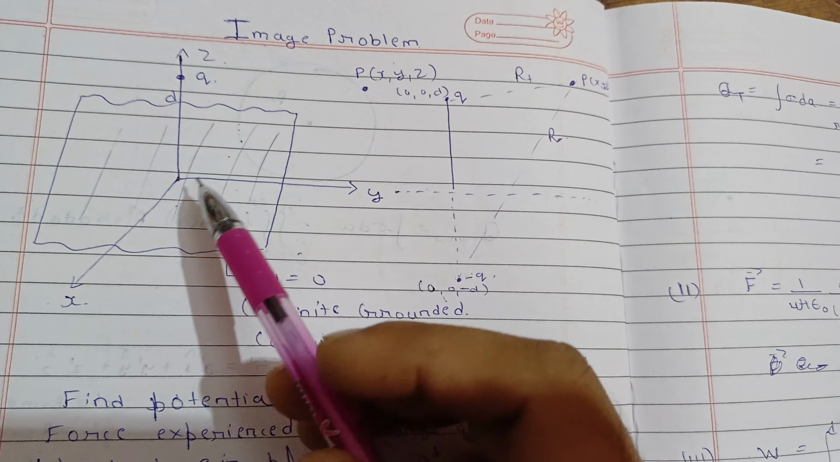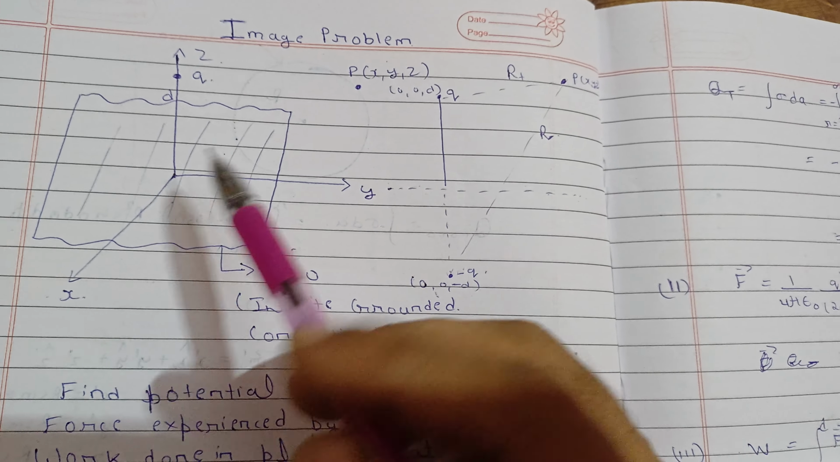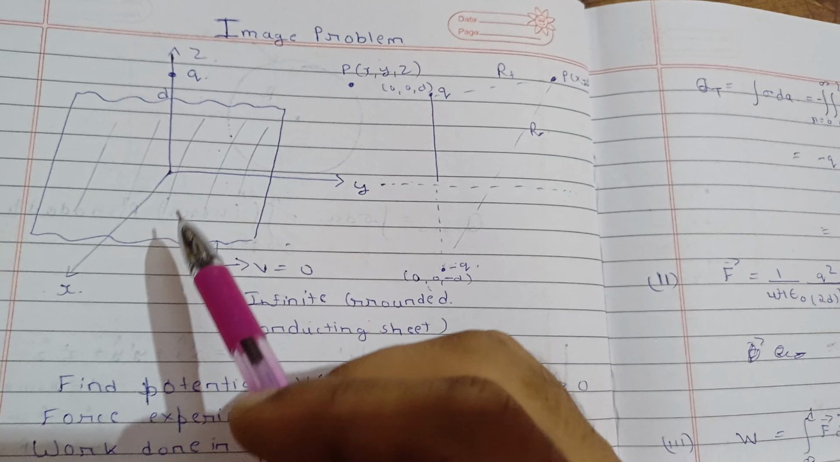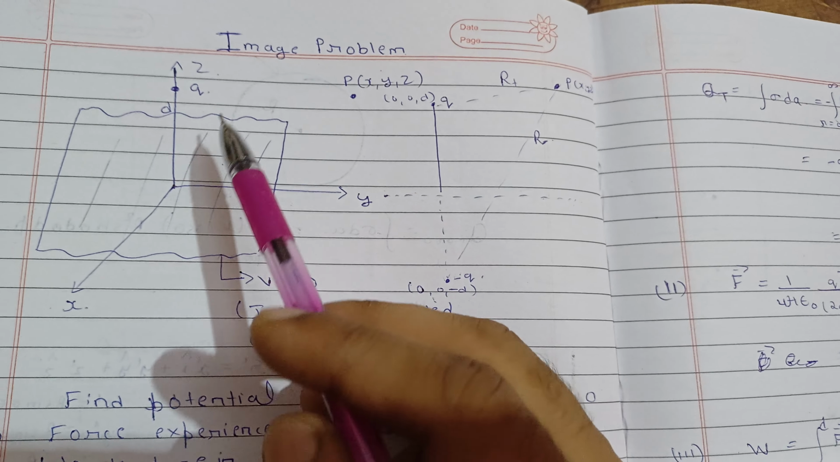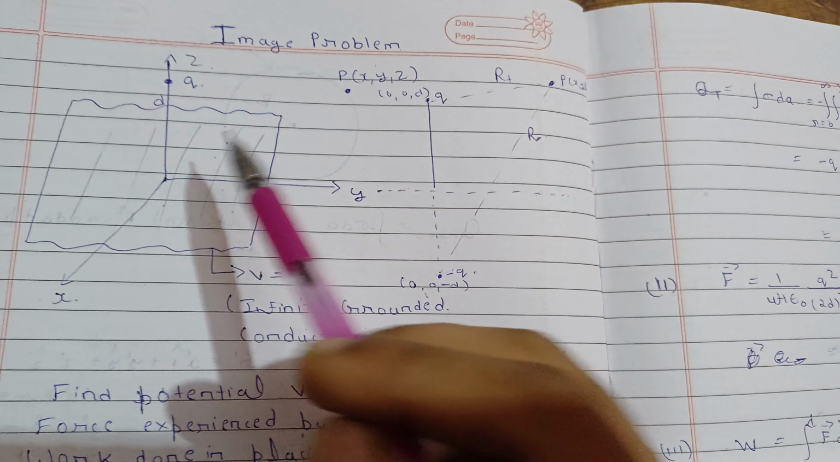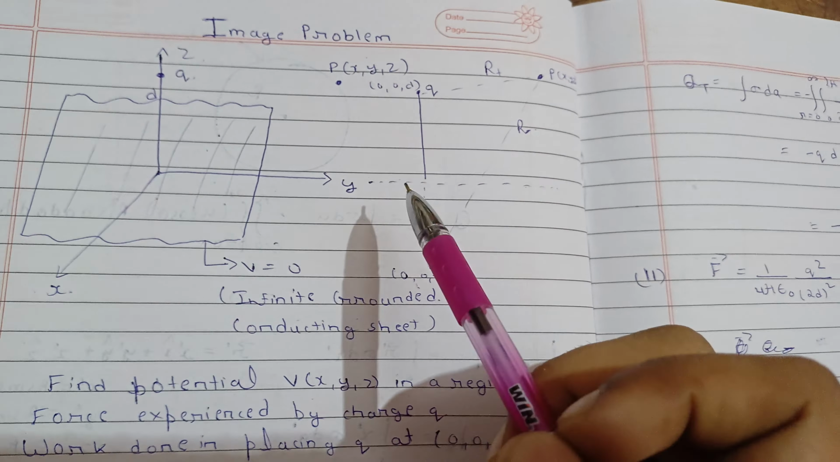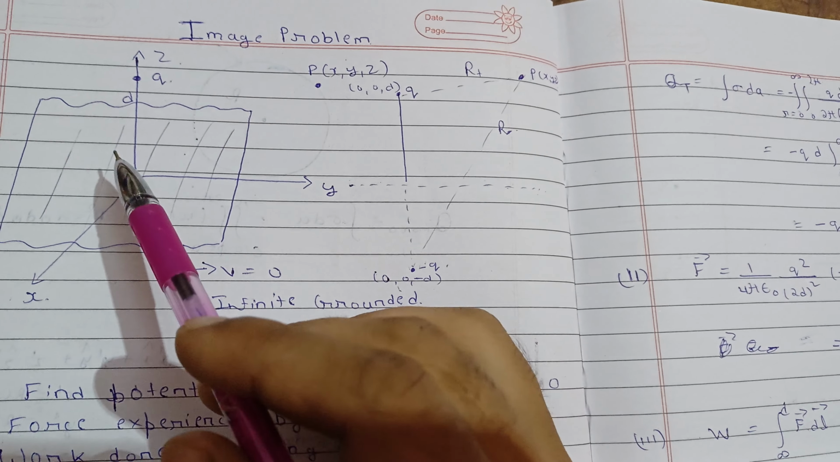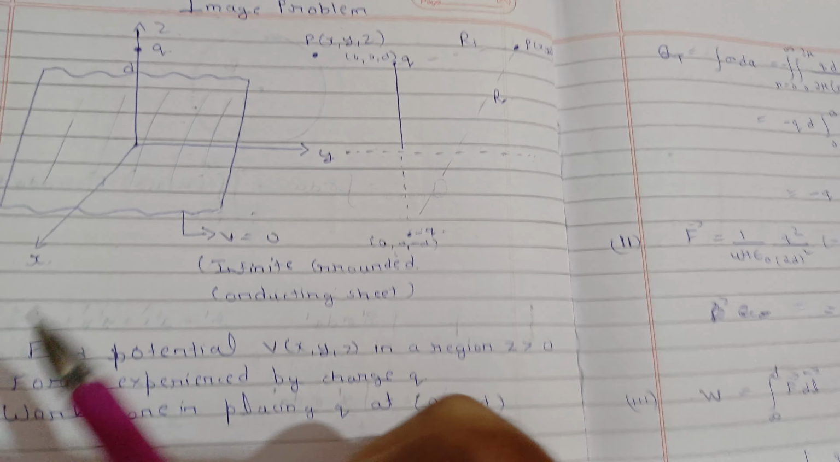Means in the real situation we have nothing lower than this infinite sheet. So that's why the work done is only against this half region, not this complete region. That's why here we will get half of the work done required here. Okay, so electrostatic energy here is double the work done required here. So you must remember this point.